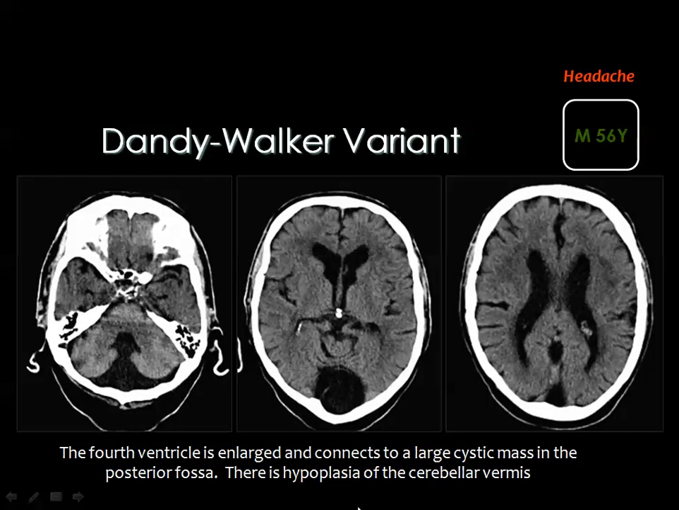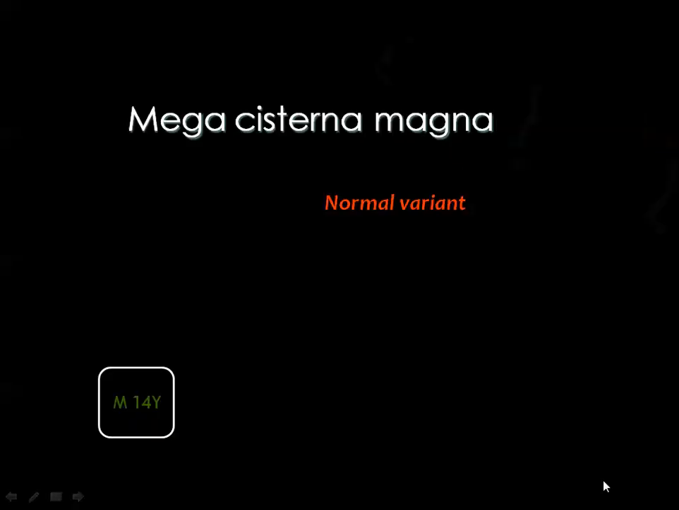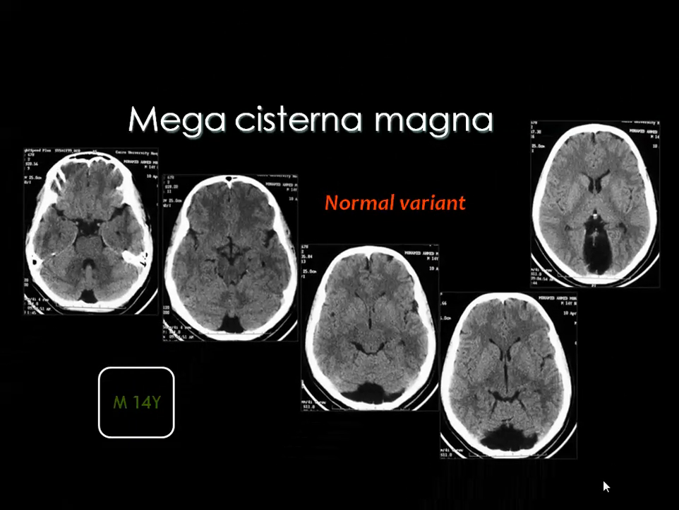Then this Dandy Walker variant is a small retrocerebellar cyst represented by megacisterna magna. It is somewhat communicating with the fourth ventricle, and there is some vermis which is present, and the supratentorial ventricles are slightly dilated. Then there is a normal variant where the cisterna magna is very large. This is, as I have said, the normal variant.